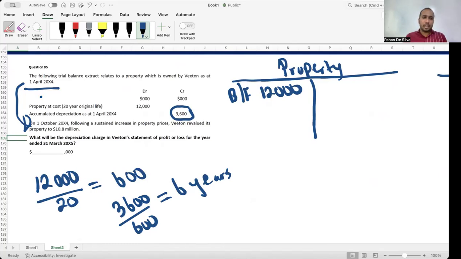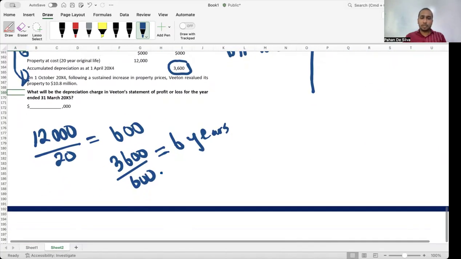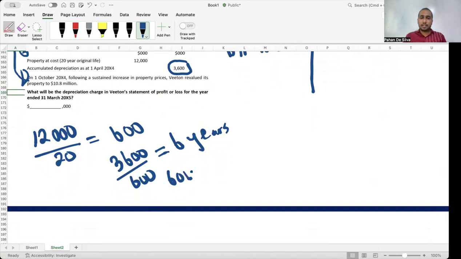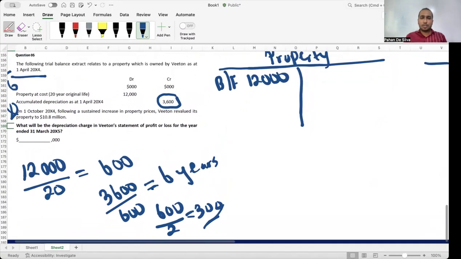How can we eliminate? During this period, there is a period of 6 months, from 1st April 2014 to 1st October 2014. You can just count that. So we have to calculate and charge that depreciation as well. Annually, we are charging 600. So for 6 months, we have to charge only $300.